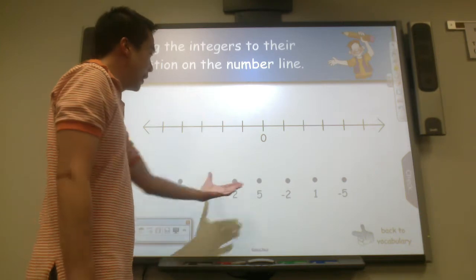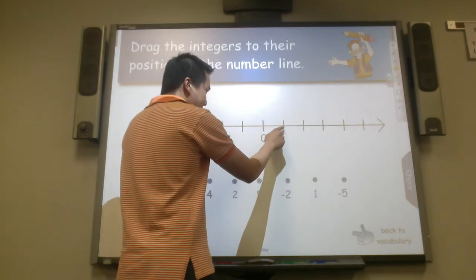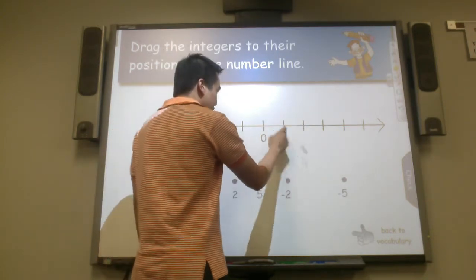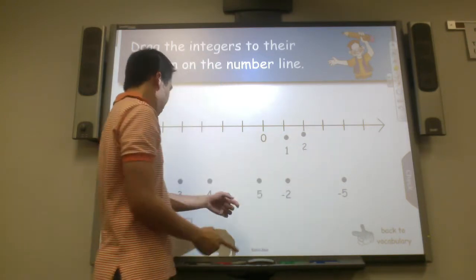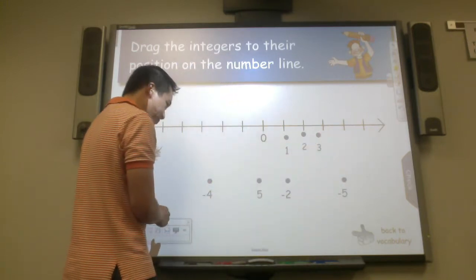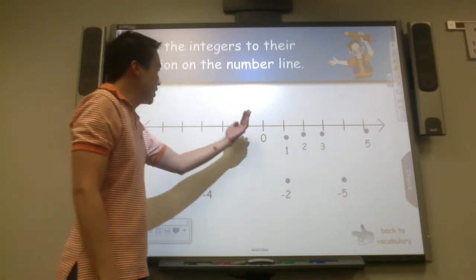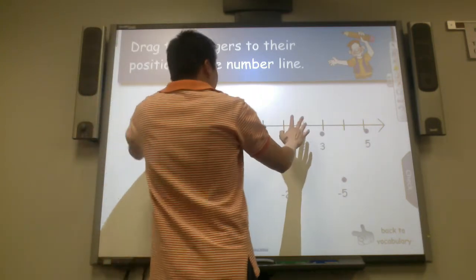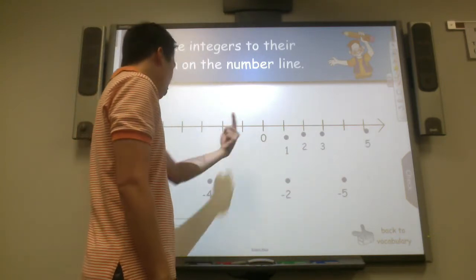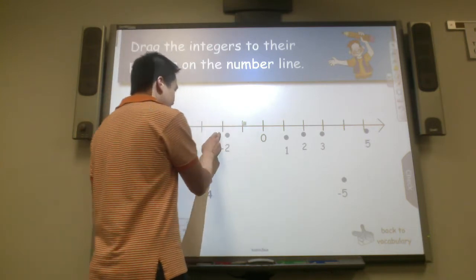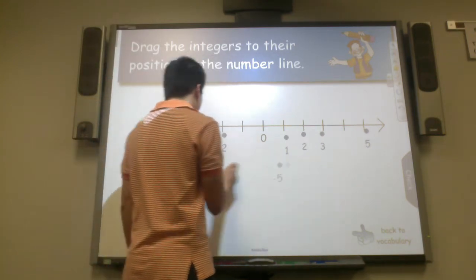Can you locate these integers on this number line? Well, I know positive numbers always go to the right. This is 1 unit away, so positive 1. 2 units away. 3 units away? None. Oh, 4 units away? Nope, 5 units away, right here. Opposite. On the left side of the number line are the negative numbers. This is -1, 1 unit away. -2, 2 units away. -3, 3 units away. -4, 4 units away. -5, 5 units away.